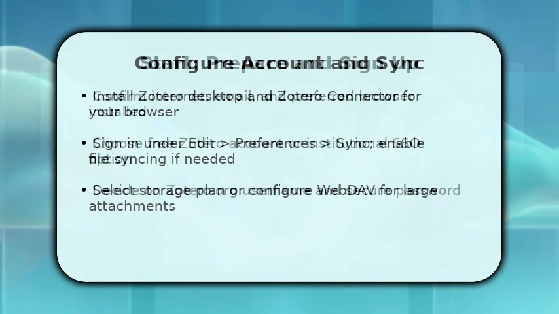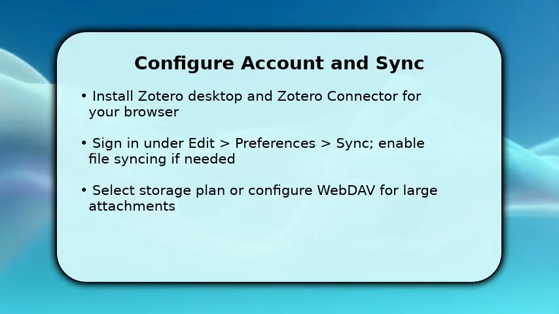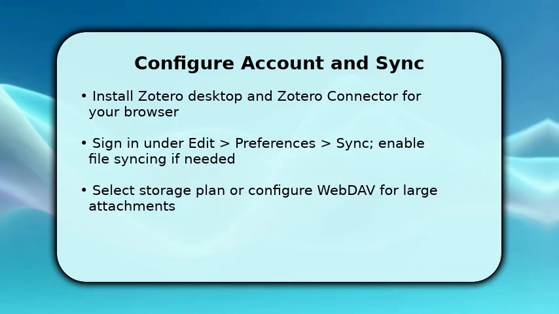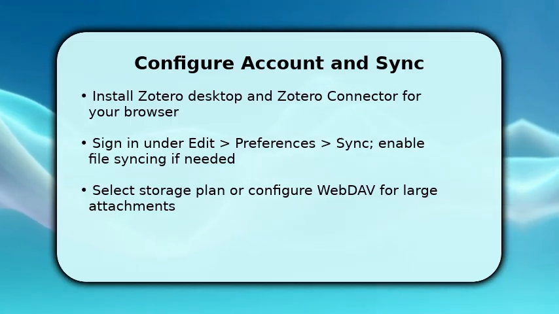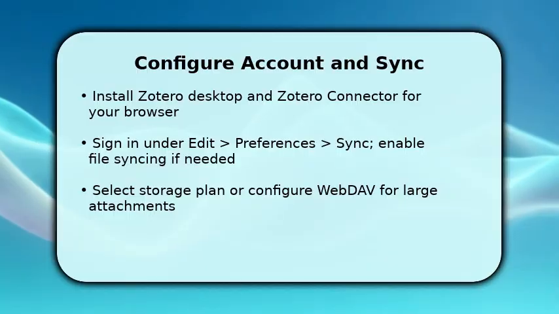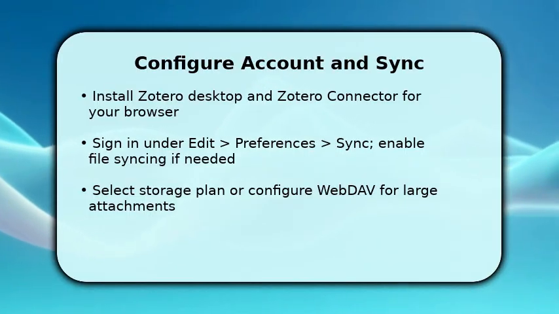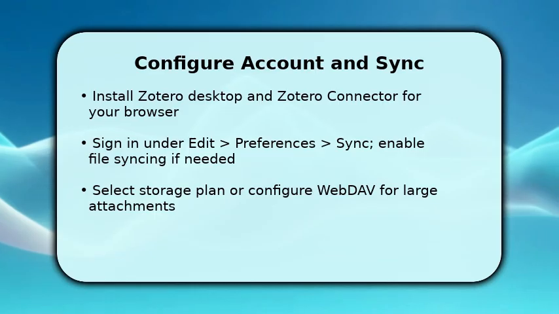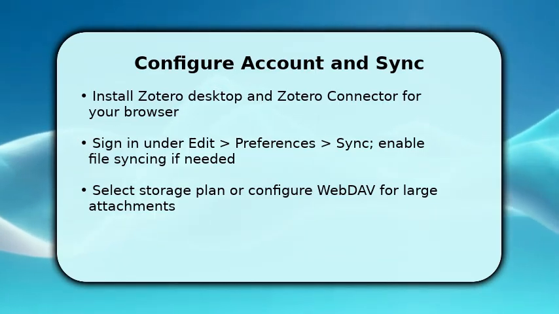Next, install the Zotero desktop app and the browser connector so saving citations is seamless. Open Zotero desktop, then go to Edit, Preferences, and Sync. Log in with the account you created. Enable data syncing, and if you want attachments synced, turn on file syncing or connect a WebDAV endpoint.